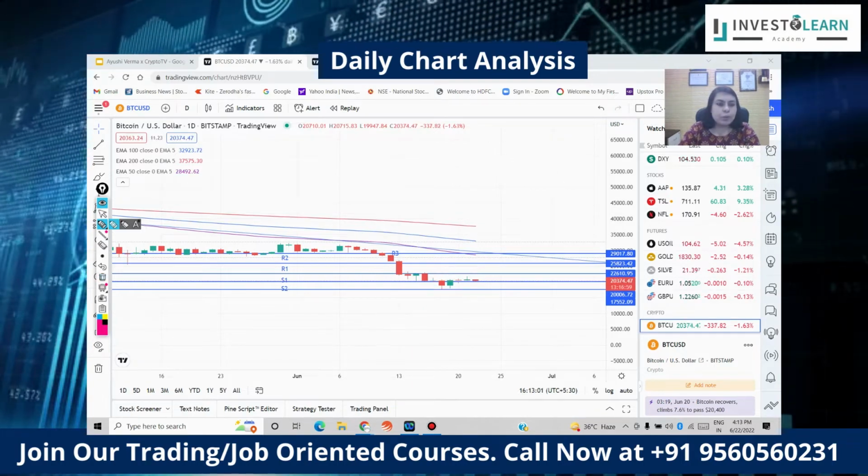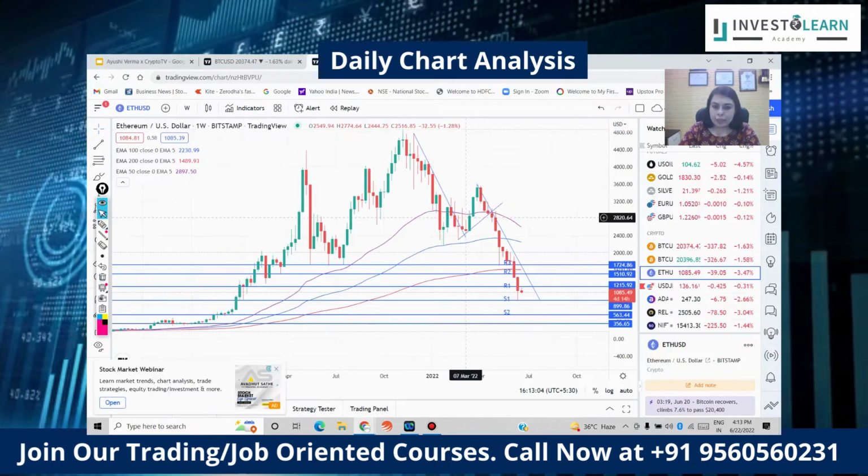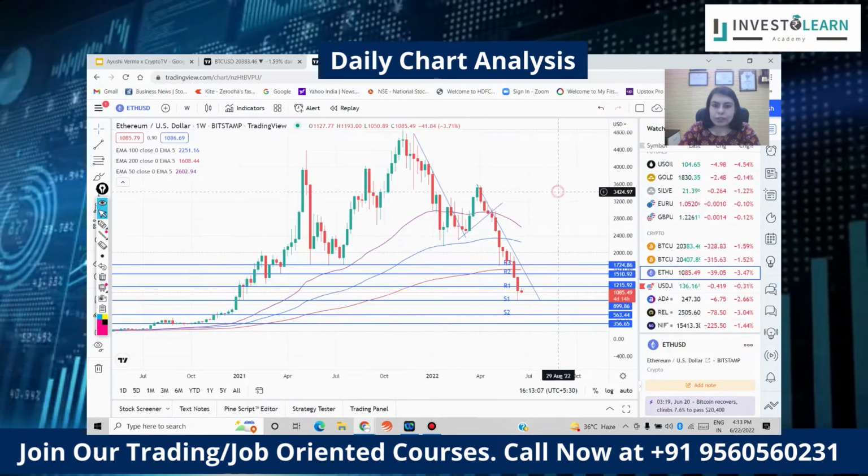Now the second cryptocurrency that you can see here is Ethereum. So let me again quickly start with the weekly chart only.